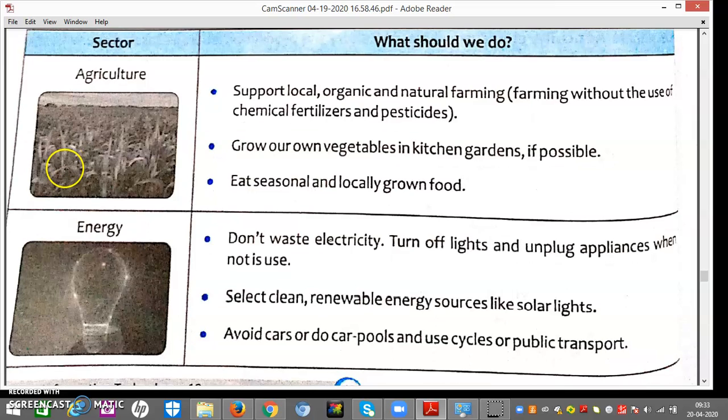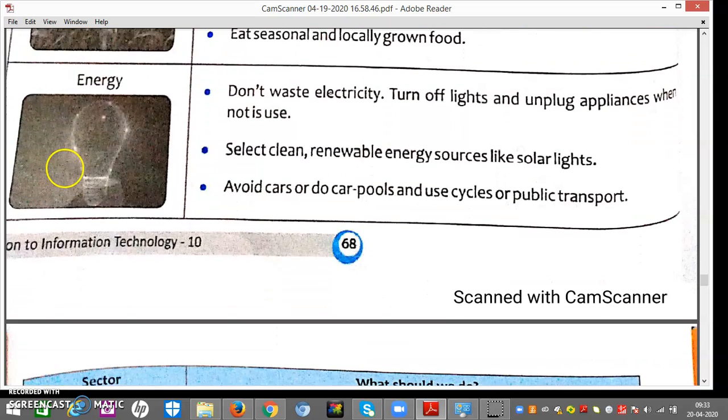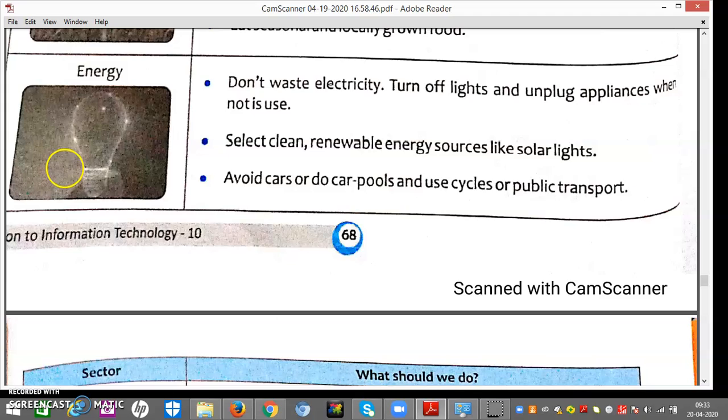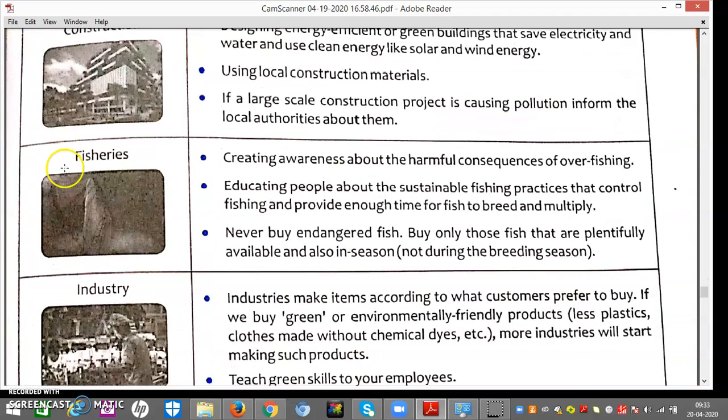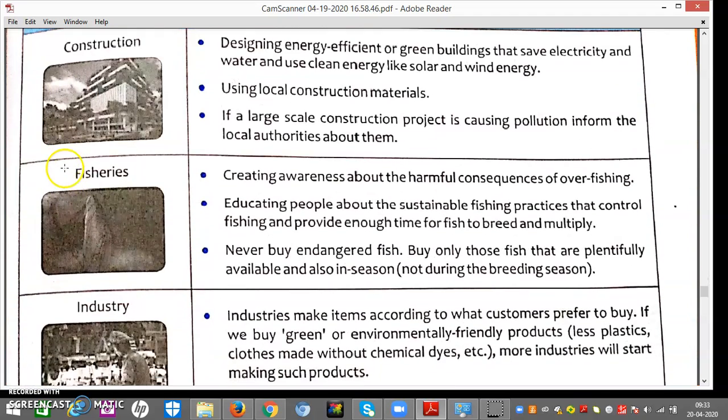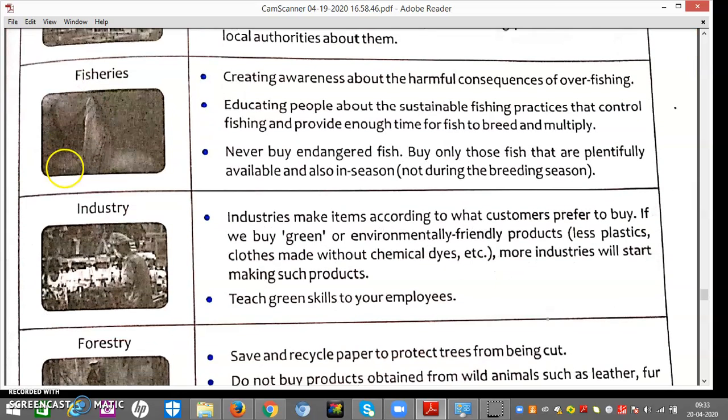Now agriculture. In agriculture, what we can do? Grow our own vegetables in kitchen gardens, eat seasonal and locally grown food. Energy, we don't have to waste electricity, fuel, coal, etc. Now construction. In construction, designing energy efficient or green buildings that save electricity and water using local construction materials. If on large scale, try to avoid pollution.